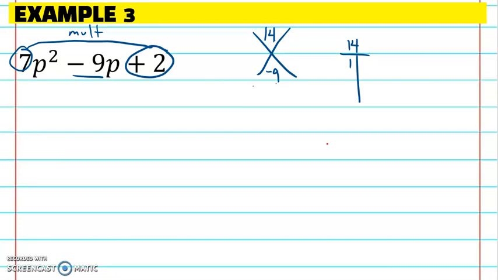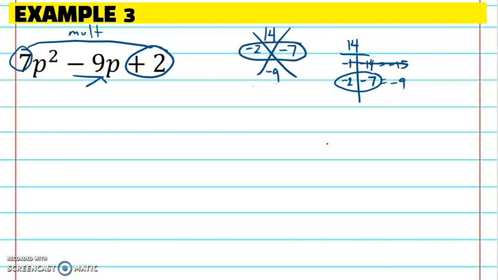Positive product, negative sum, these both have to be negative because two negatives will multiply to a positive, but two negatives will add to a negative. Negative 1 times negative 14 is positive 14. If I add those, it's negative 15. That's not what I want. So try negative 2 times negative 7. That's positive 14. Negative 2 plus negative 7 is negative 9. Hey, that's what I want. Okay, cool. So we're going to use negative 2 and negative 7.